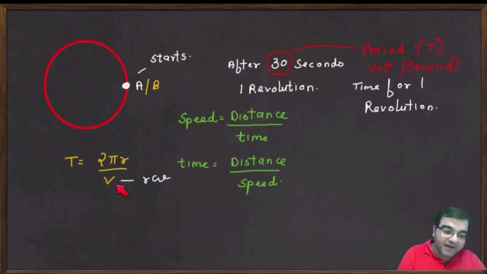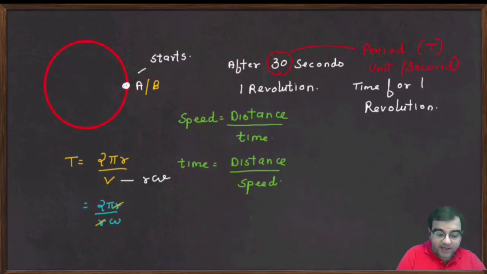Now I know this formula, V is equal to r omega. So instead of V out here, I can put r omega. So when I substitute r omega here, 2 pi r will remain as it is. Instead of V, I will put r omega. This r will cancel out. And I will get the next formula for T. T is equal to 2 pi upon omega.